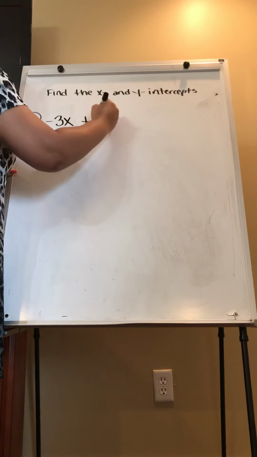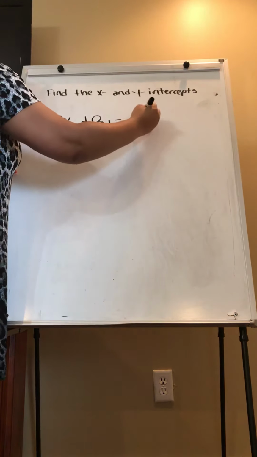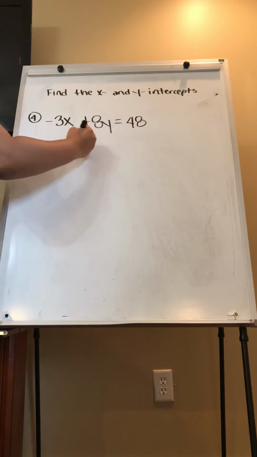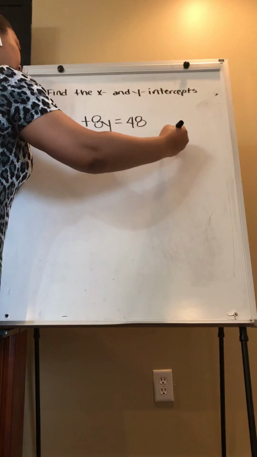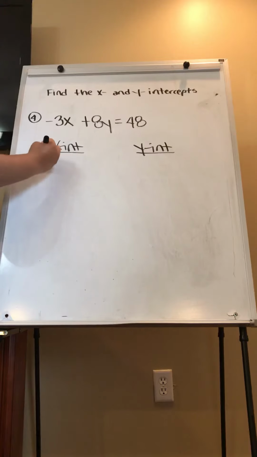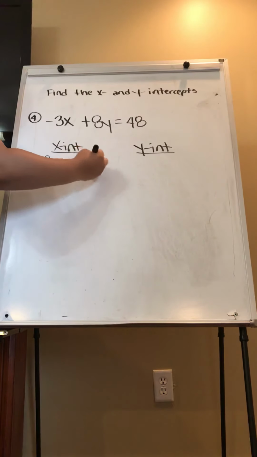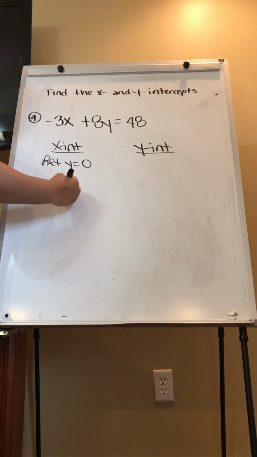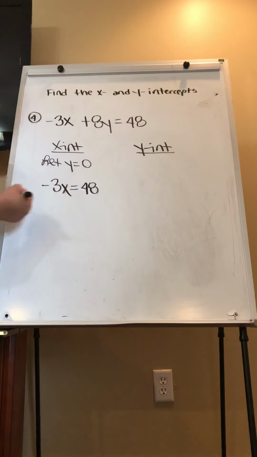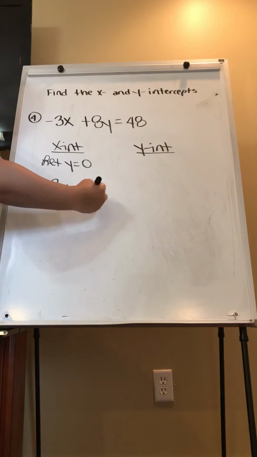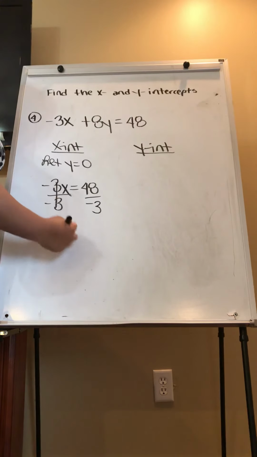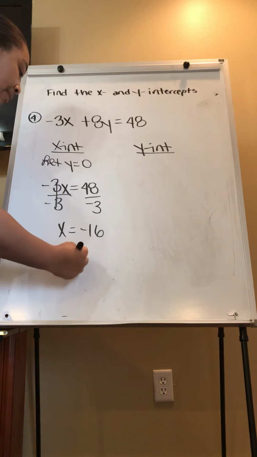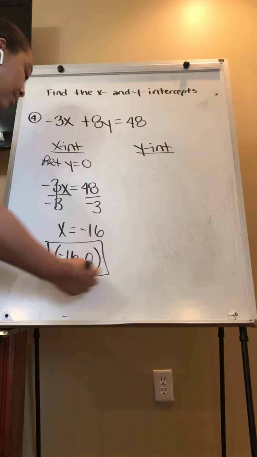Negative 3x plus 8y equals 48. We're looking for that x-intercept and that y-intercept. For the x-intercept, you're going to let the y be 0. Let that y be 0 and it's gone. So you're just left with negative 3x equals 48. Divide both sides by negative 3, and your x equals negative 16. So as an ordered pair, that would be (-16, 0).